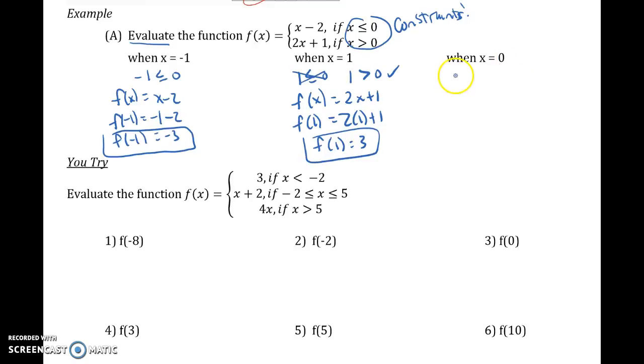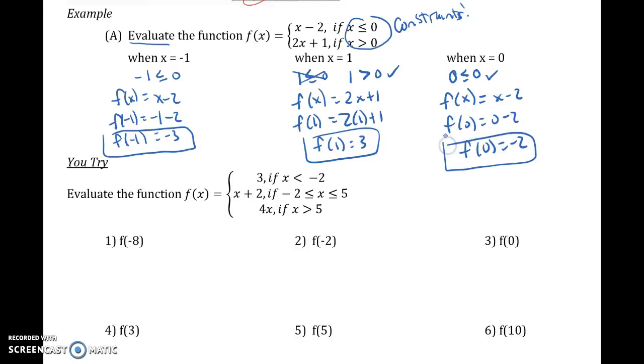When I look at 0, I can say when I plug in 0 for x, is that 0 less than or equal to 0? Yes, it is. So I'm going to make sure I use the top line, f of x equals x minus 2. Plugging in 0, f of 0 equals -2. So what you really want to watch out for, again, is to make sure you pick the correct function from the piecewise function, right? The correct equation.